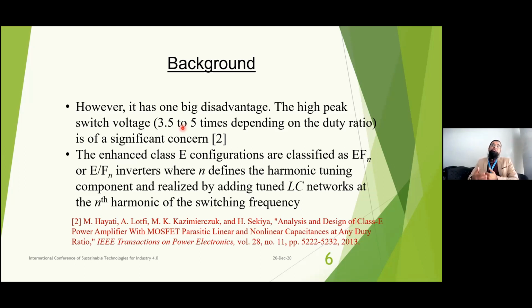To reduce this switch voltage and improve the situation, we enhance the classic configuration. This is very old, basically.